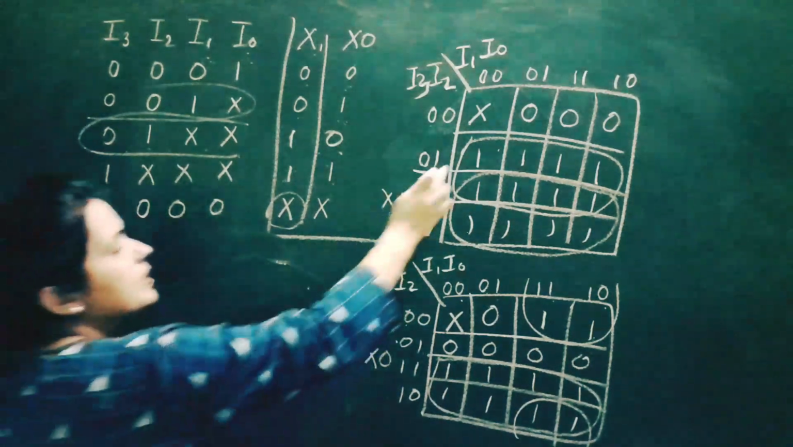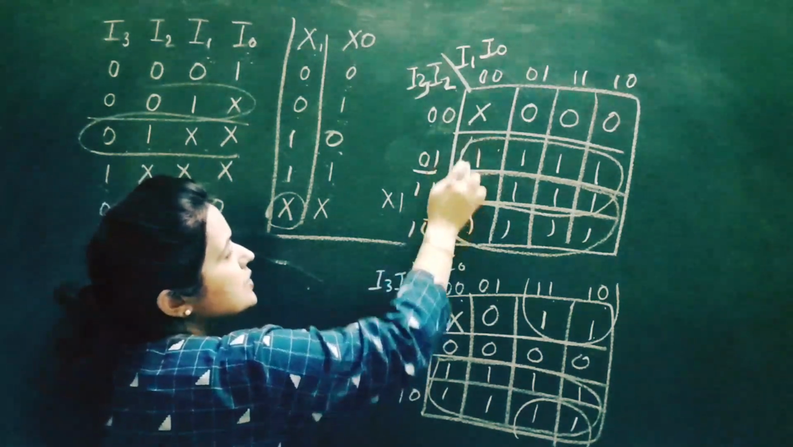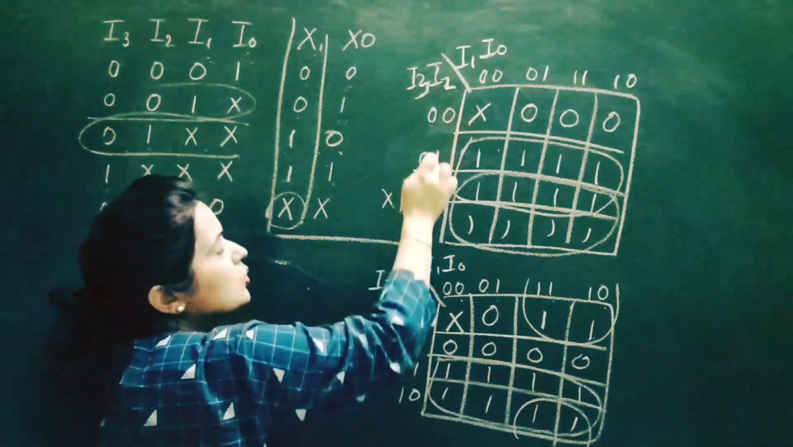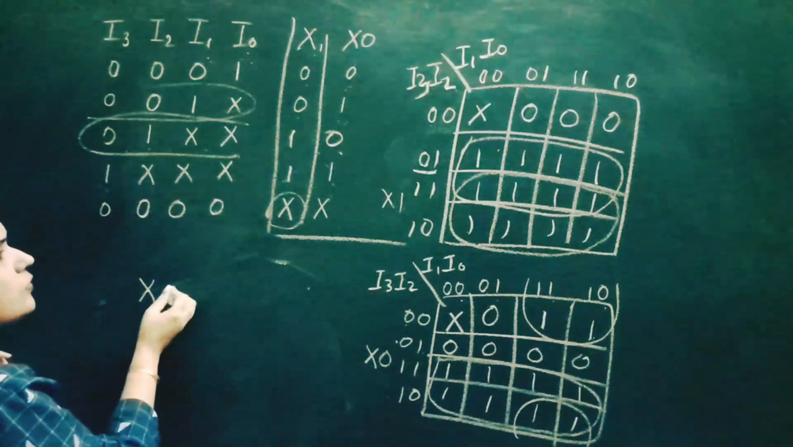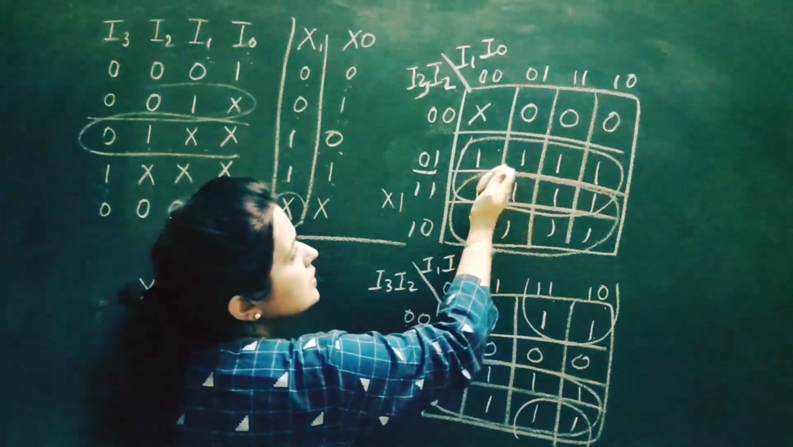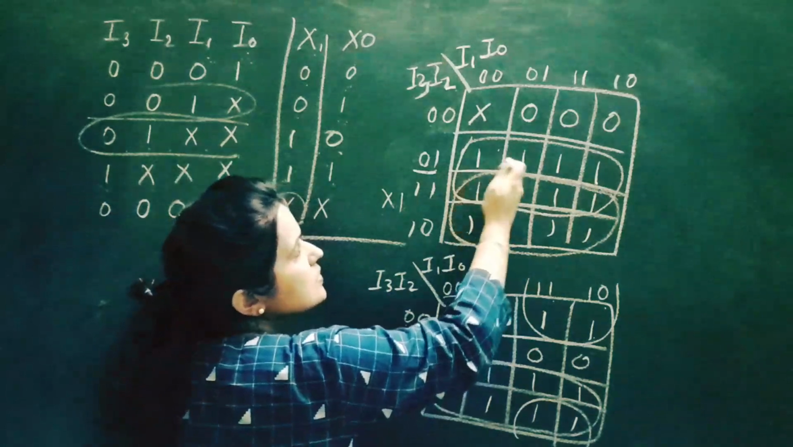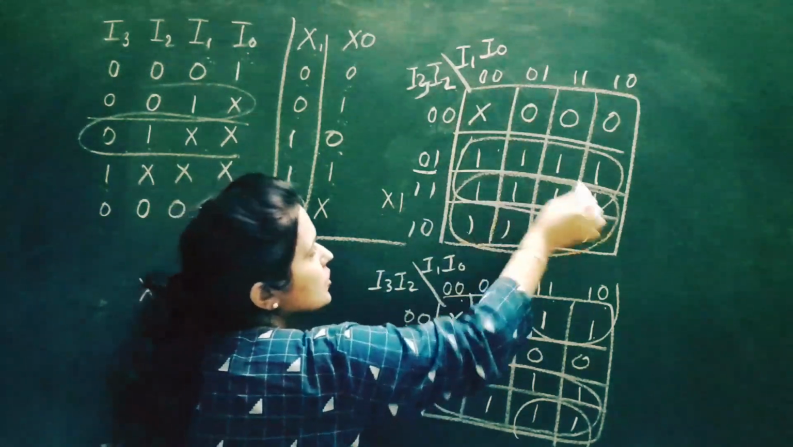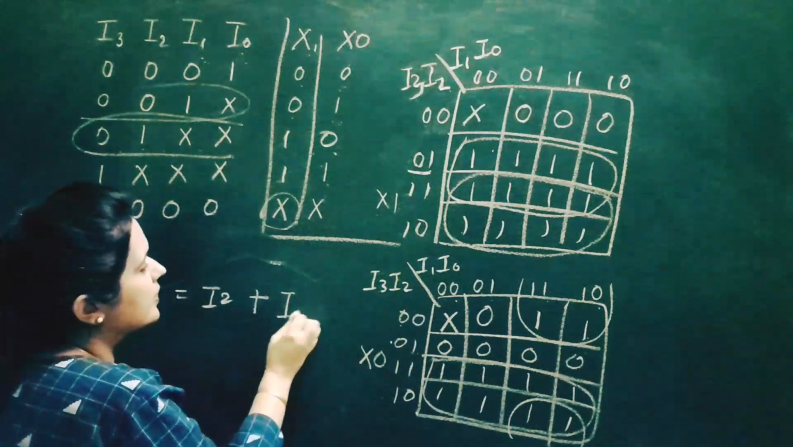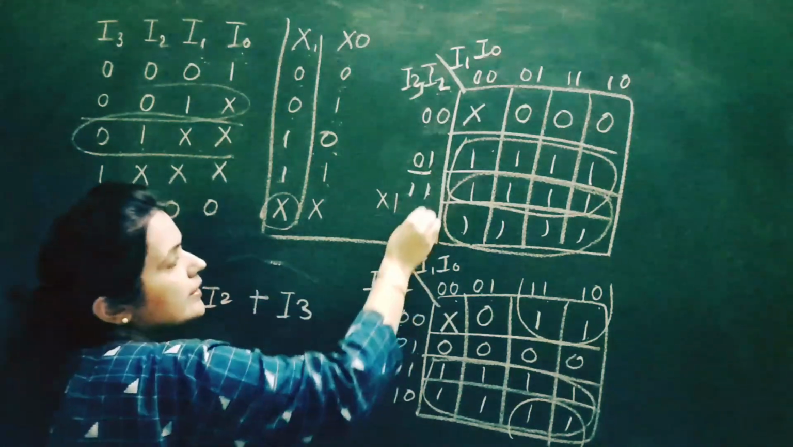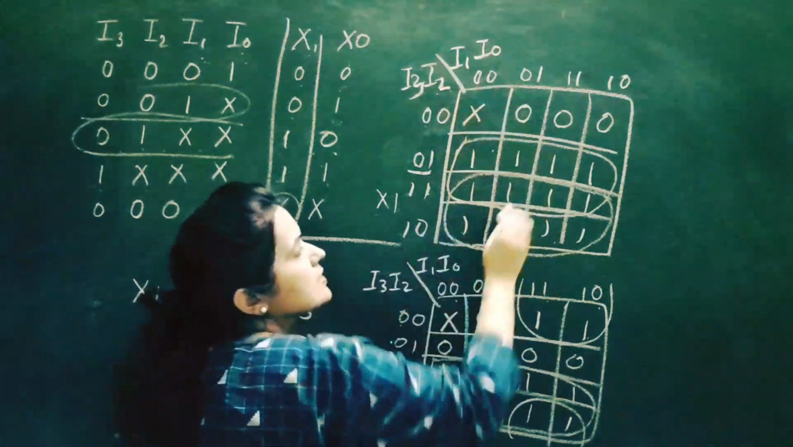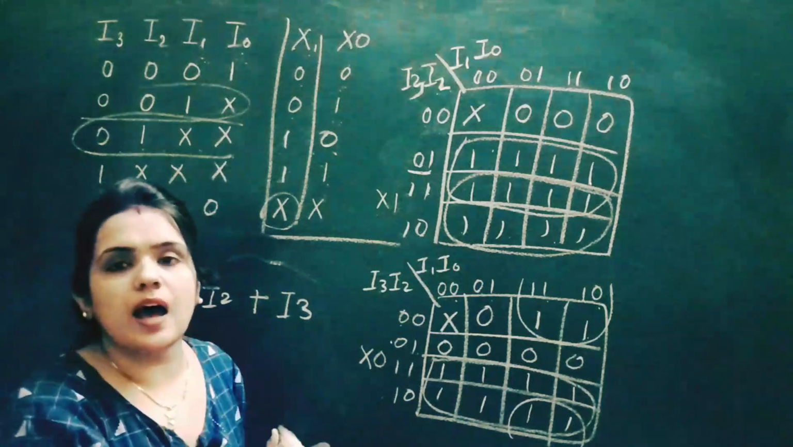For X1, the first group falls under these two rows, and in these two rows the value of I3 is changing, which is 0 and 1, and the value of I2 is fixed, which is 1. So we should write I2 for this group. The second group falls under these four columns, where the values of I1 as well as I0 are changing. In this group the value of I3 is fixed, which is 1, so we should write I3 here, but the value of I2 is changing, 1 here and 0 here, so we eliminate I2. I1 and I0 are also changing, so we eliminate them too.